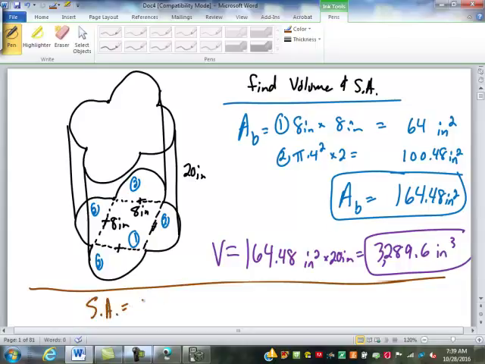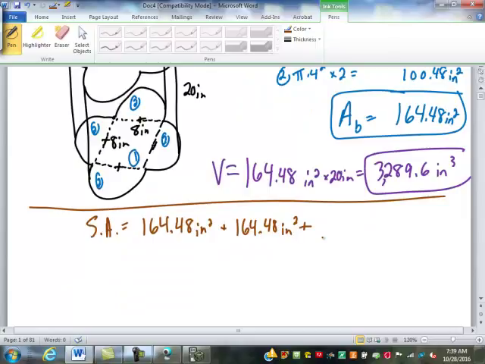For surface area, we've got the area of the base, 164.48, plus 164.48, plus our lateral area. So let's take a look at our lateral area.